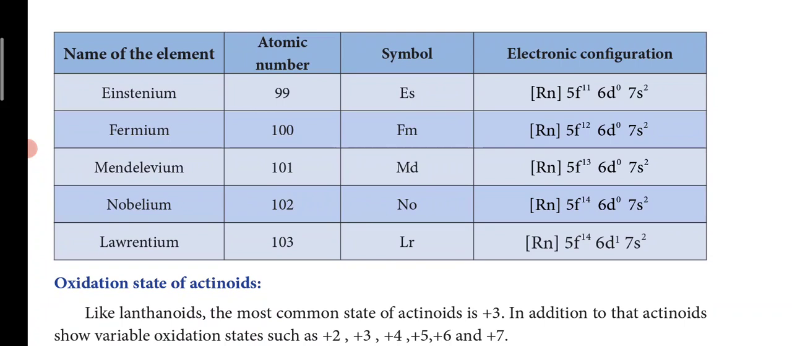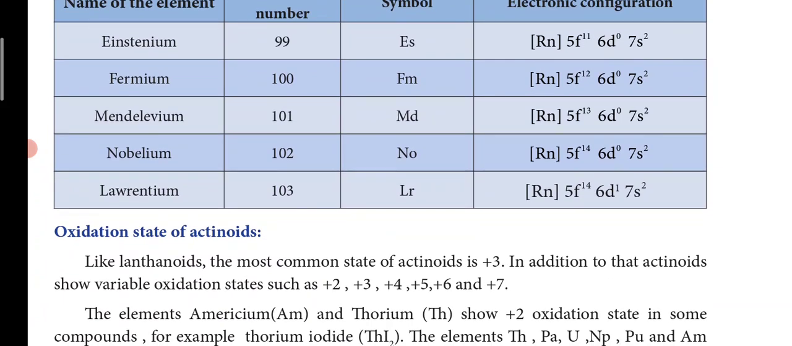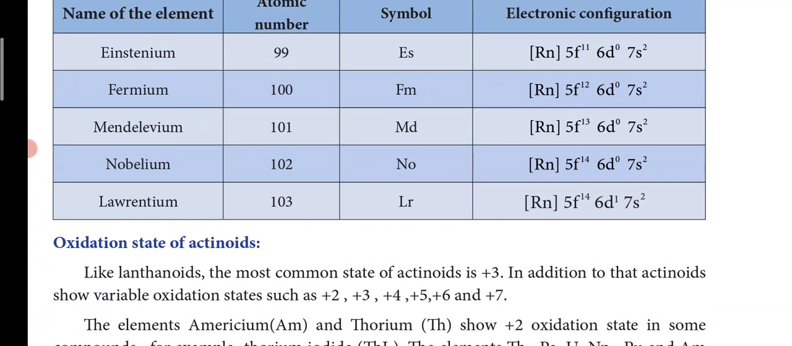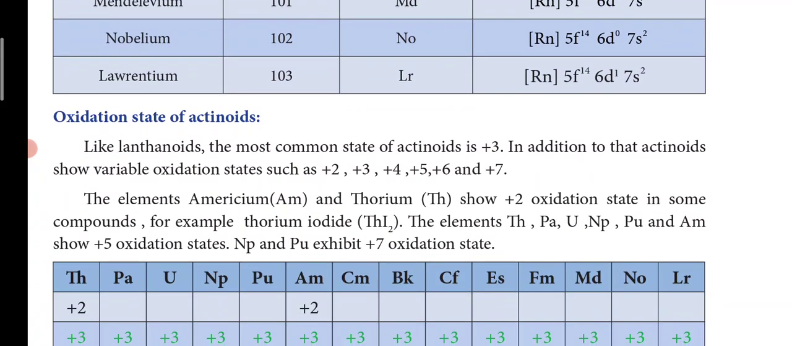So we have 118 elements in the periodic table. In your 11th standard you would have studied that for atomic numbers greater than 100, they didn't have names. So they followed the IUPAC nomenclature for naming, and later scientists' names were given to the elements. We studied this in periodic classification of elements. So these are the symbols, atomic numbers and electronic configurations of actinides.